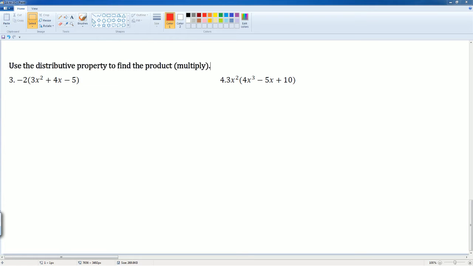Welcome to the homework solution tutorial on 2A through 2C. Here we will be covering using the distributive property to find the product, which is just to multiply. Let's look at number 3.